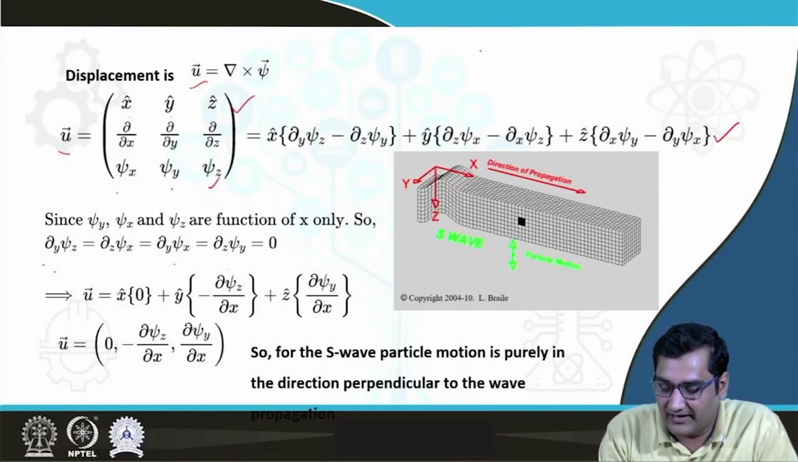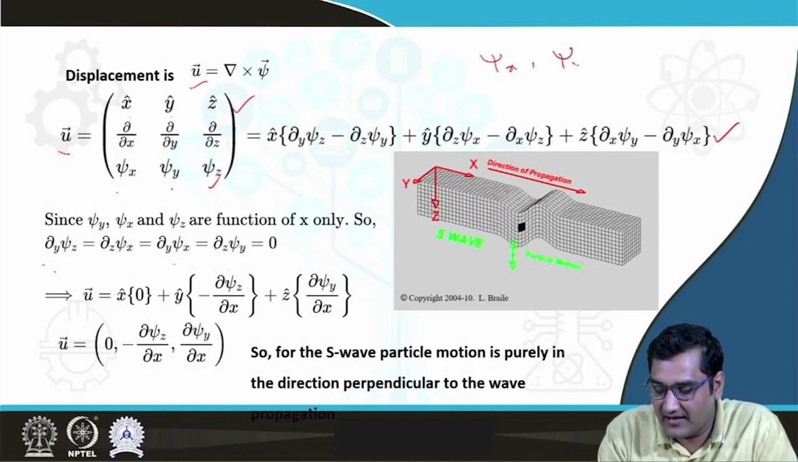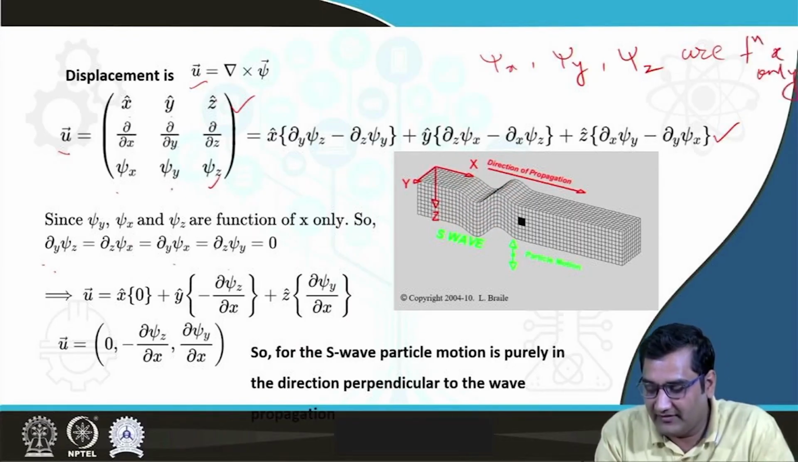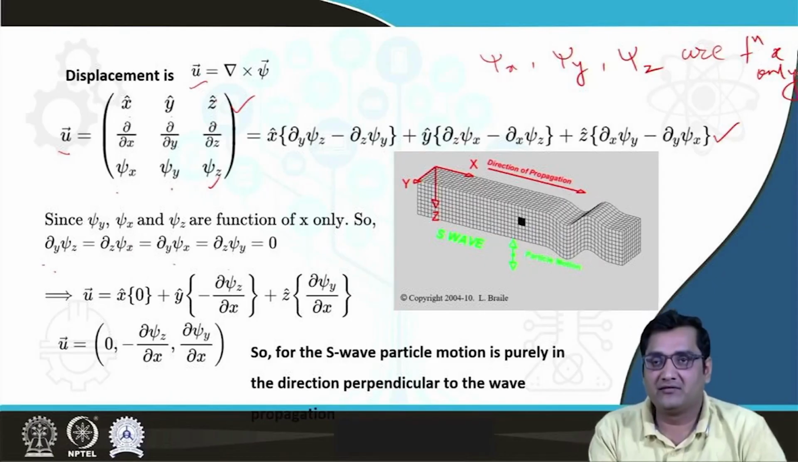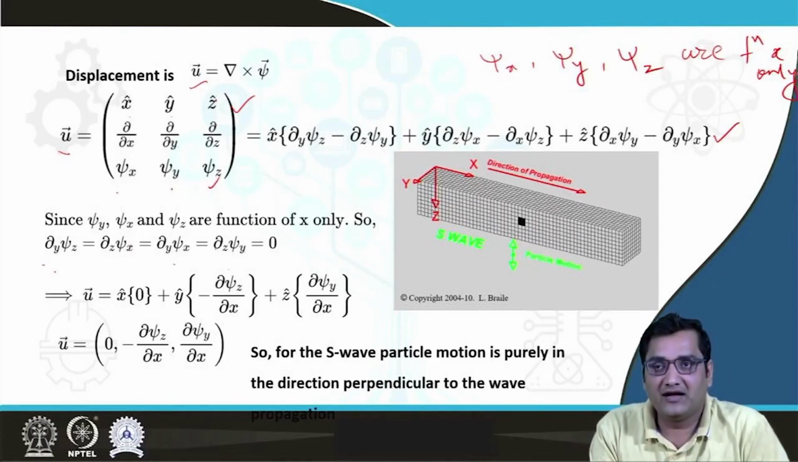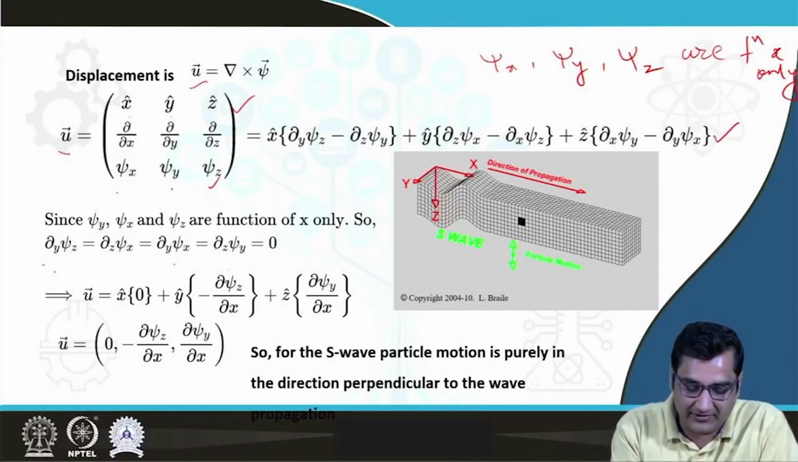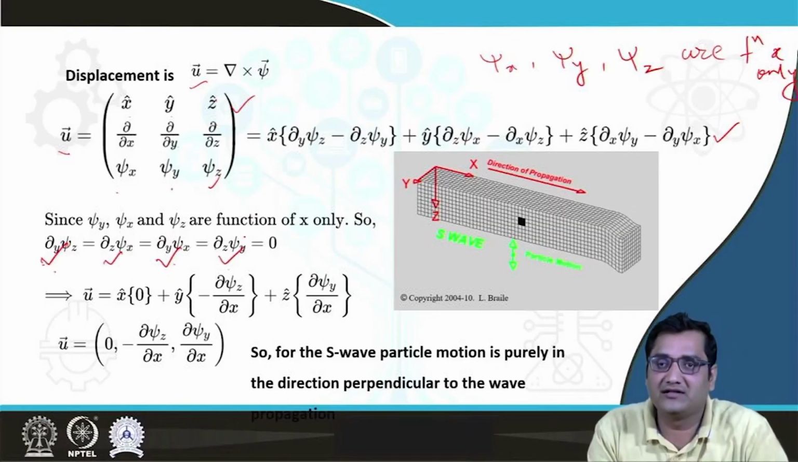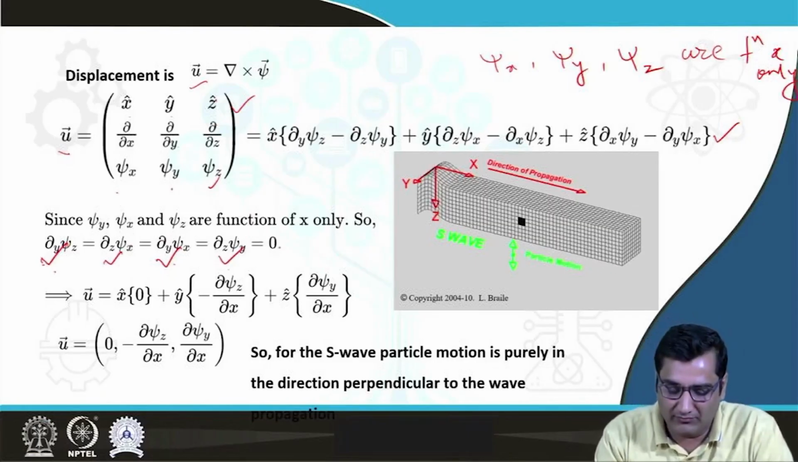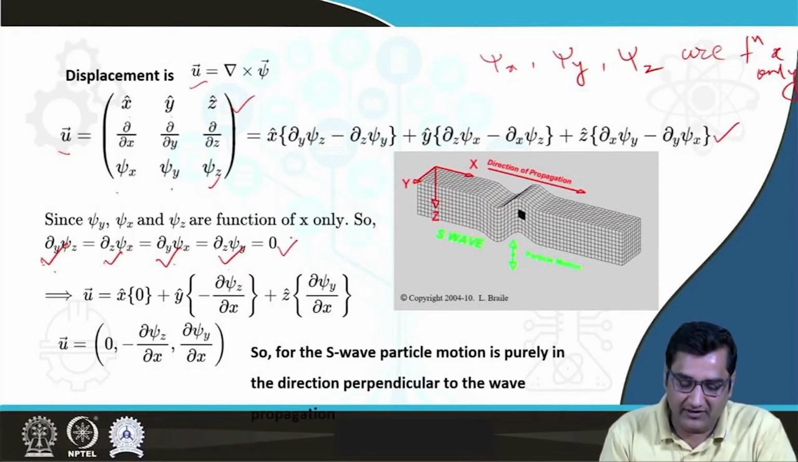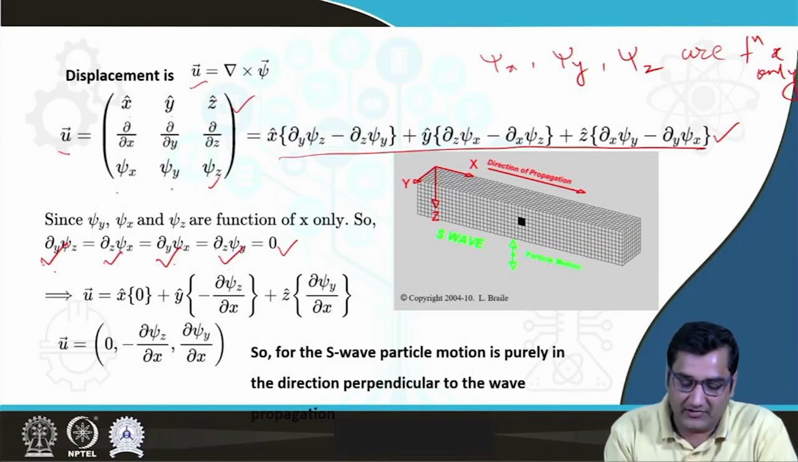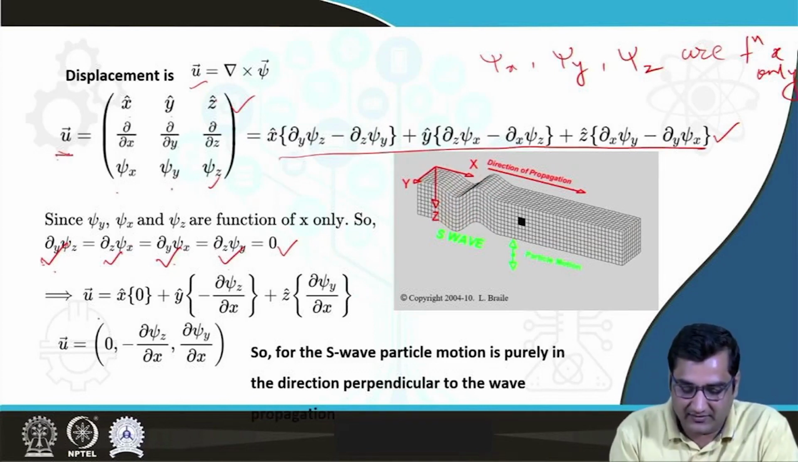As I told you, psi x, psi y, and psi z are functions of x only. So if you take the partial derivative in any direction apart from x, it will become 0. That is what is happening. All these components are basically partial derivatives in directions apart from x, and that's why they are all becoming 0 here. So now when we incorporate these zeros into this particular equation for the displacement vector, what do you get?